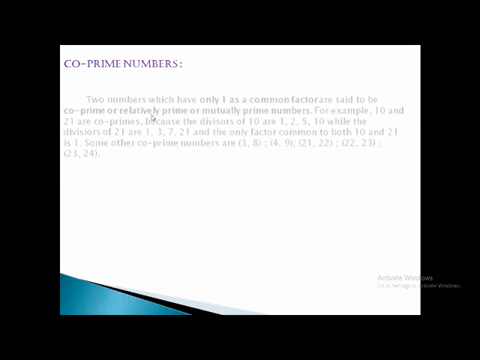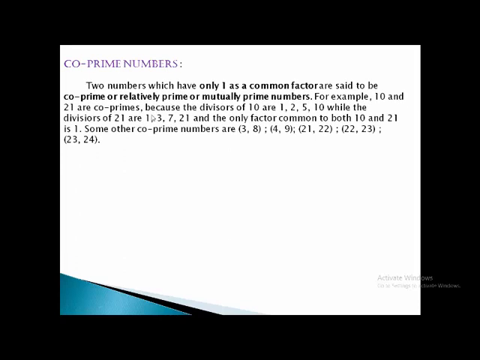Co-prime numbers. In co-prime numbers, only 1 is a common factor. If you see this example, 10 and 21, these two numbers are co-primes. Why are they co-primes? Because the divisors of 10 are 1, 2, 5 and 10, while the divisors of 21 are 1, 3, 7 and 21. If you observe the divisors of both numbers, only factor 1 is common between them.